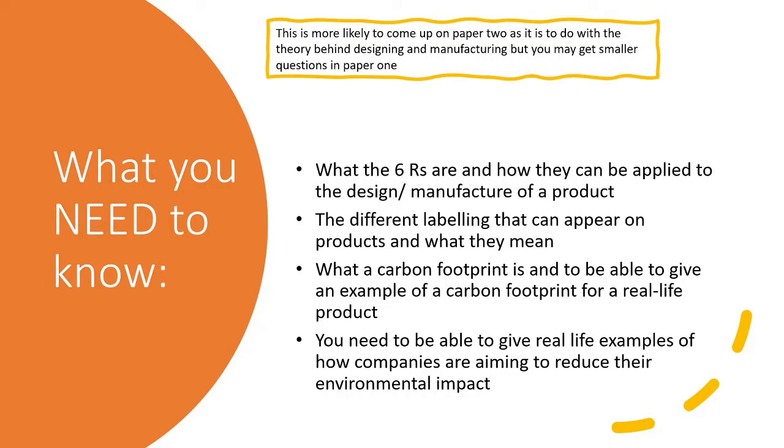So in terms of what you actually need to know for the topic, so what these 6 R's are, now if you've done product design or DT generally at GCSE or geography, those will be terms you'll have heard of before. You need to understand the different labelling that can appear on products and specific materials, what the term carbon footprint means, and then be able to give some real life examples of it. And then also just generally, we need to be able to give real life examples of things companies are doing to lessen their environmental impact that they're actually physically having.